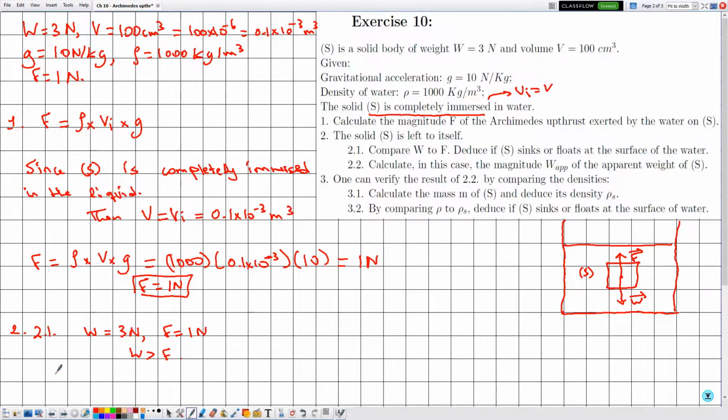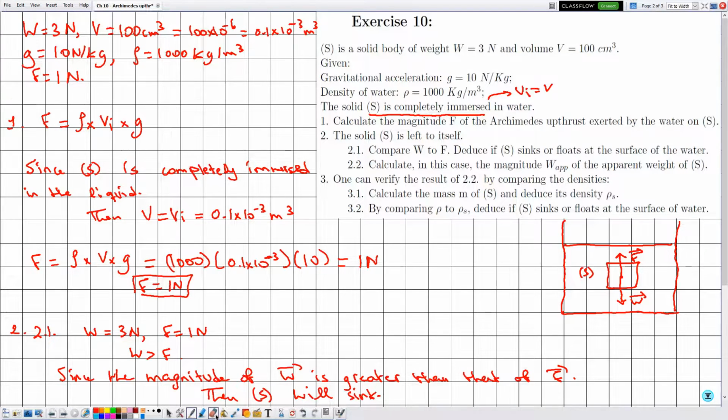So since the magnitude of W is greater than that of F, then S will sink.